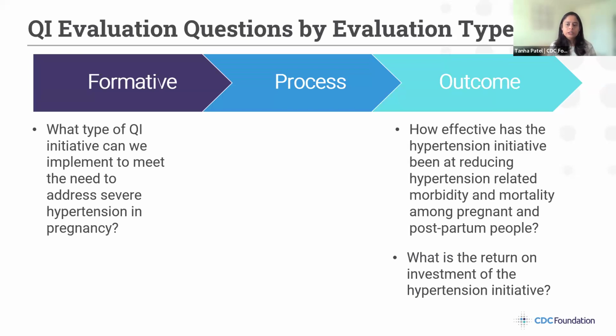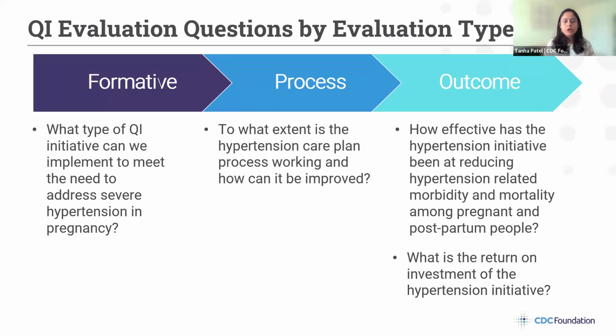The question isn't about an existing QI initiative, but instead it wants to know what initiative would be effective to meet the needs of the community. So it's more of a formative phase of a question. The last question was, to what extent is the hypertension care plan process working and how can it be improved? This is a process evaluation question because it explicitly asked about how the activities are working.